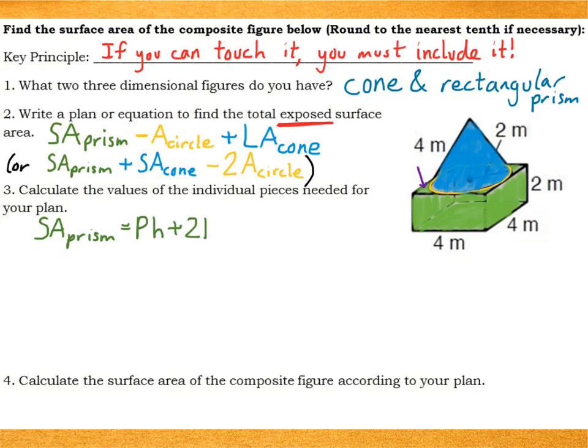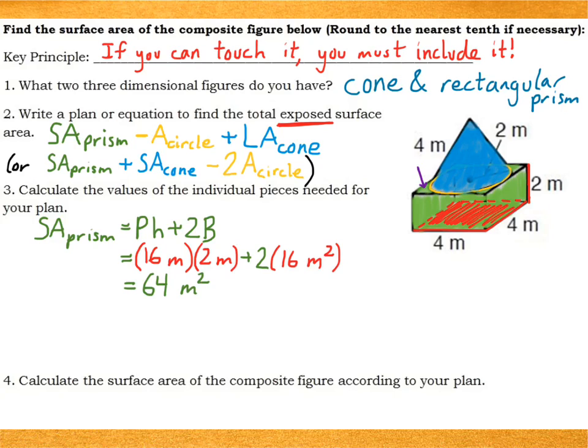So the surface area of the prism would follow the formula pH plus 2b. So the perimeter of the base, which is P, would be 4 plus 4 plus 4 plus 4, which is 16. Then the height of the prism is 2. And the area of the base would be 4 times 4, which would be 16 meters squared. Okay, notice that the P and B are both numerically 16, but they have different units. But when I multiply each of those pieces out, both sets are going to have meters squared, so I'm going to end up with 64 meters squared as the final result. Okay, so that's the prism.